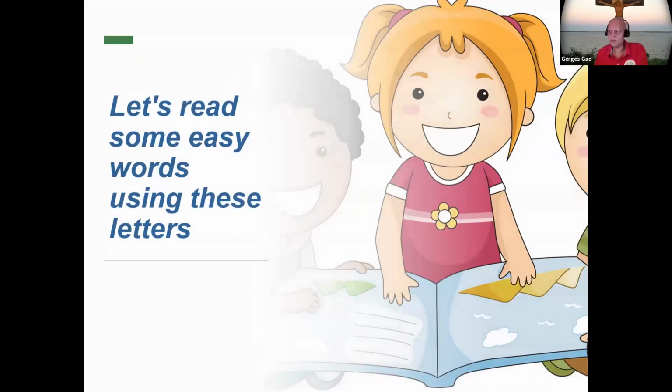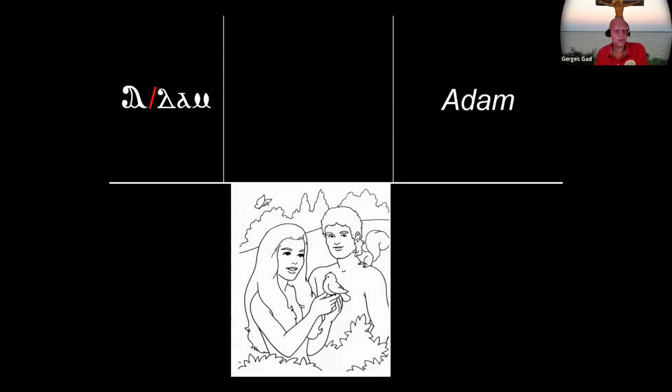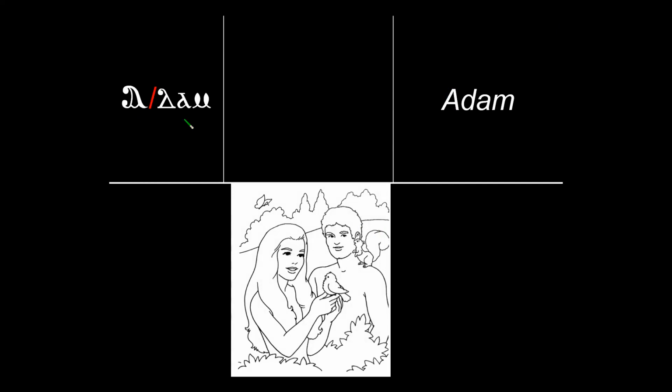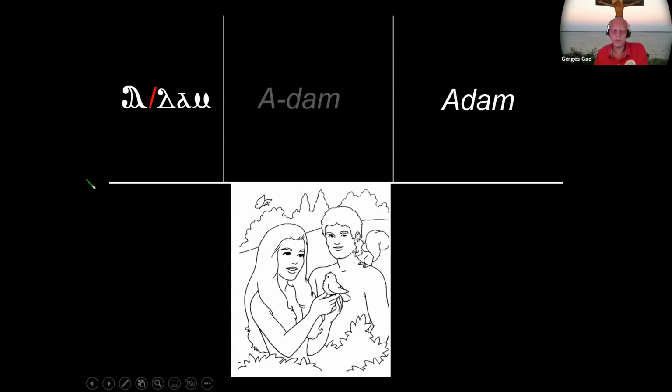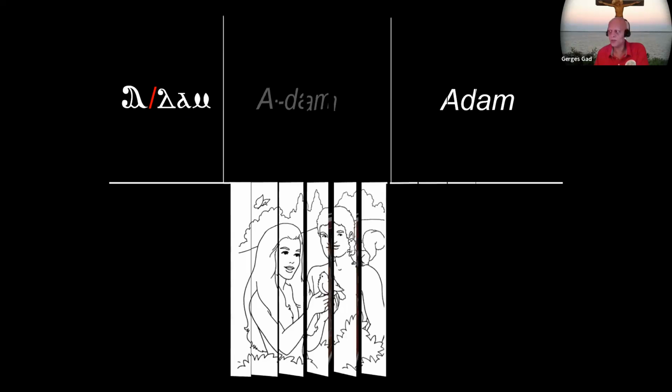Okay, so let's read some easy words using these letters. I'll just go down the line here. So Andrew, can you say the first word, please? Adam. Very good. Easy one. Alpha, delta, alpha, may, Adam. Thank you. Dina, can you do the next one, please?